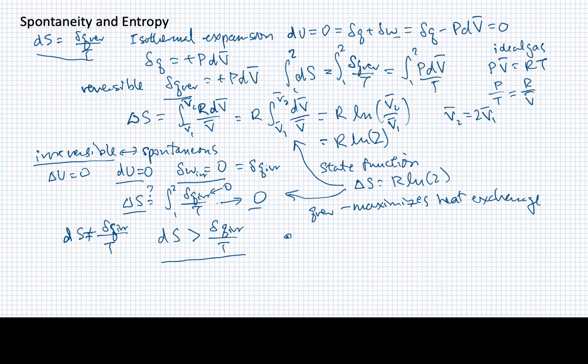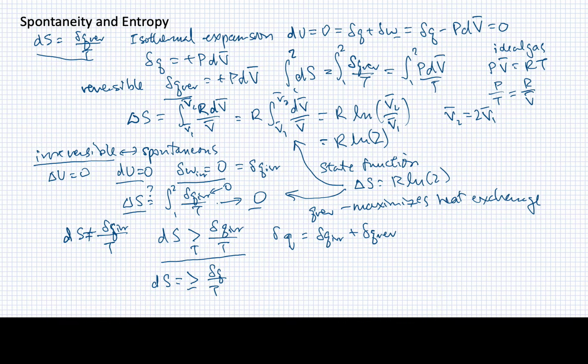Now, generally speaking, if I just have some incremental change in heat, I don't know whether that's irreversible or reversible, and it could include contributions from both. So I may have an irreversible part as well as a reversible part. For the reversible part, I'm going to have an equal sign. But for the irreversible part, I'm always going to have this greater than sign. So that means that in general, I can write that the differential change in entropy is always going to be greater than or equal to the incremental change in heat divided by temperature.